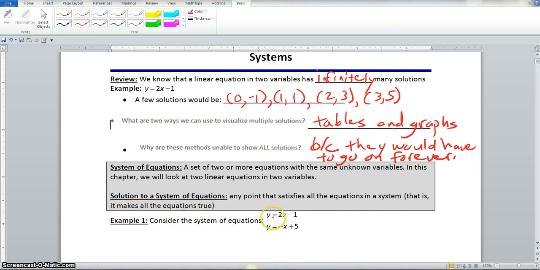For example, we have these two equations here. We need to know what point or points will work in both of these equations. And if it's one point, our answer would be the one point that works in both of these equations. If it's multiple points, then it will be multiple answers. And then if it's no point, then we will have an answer for that as well.